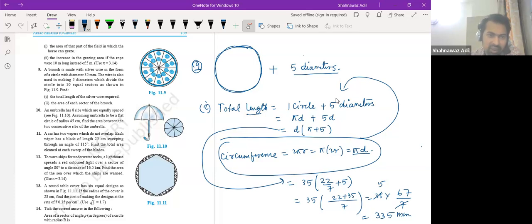Is that clear, everyone? Sir, actually 22 plus 35 is 57, right? We have written 67. Oh yes, good, thank you for the correction. So 57 by 7, and 5. Yes, absolutely correct. So this would be how much? 35 by 7 is 5, and 5 into 57 is 285. So this would be the answer. Yes, good. Is that clear, everyone?